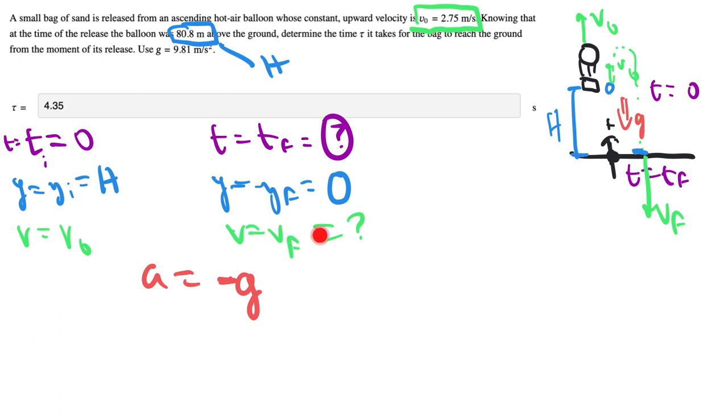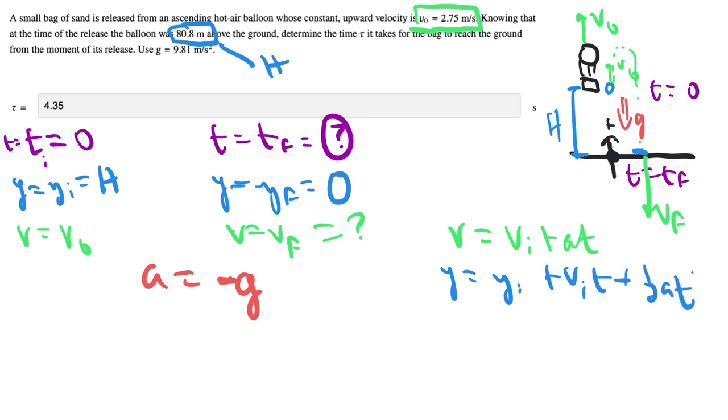But we don't have VF, so we want to avoid an equation that has V. So as a quick reminder, what are these equations? Well, we know that V is VI plus AT at all times, and also that Y is YI plus VI T plus 1/2 AT squared. Again, remember here I'm using Y instead of X, but it doesn't change anything.